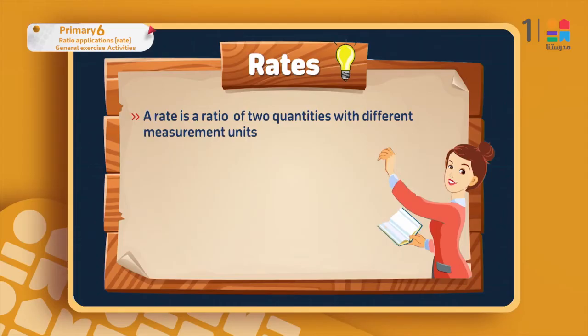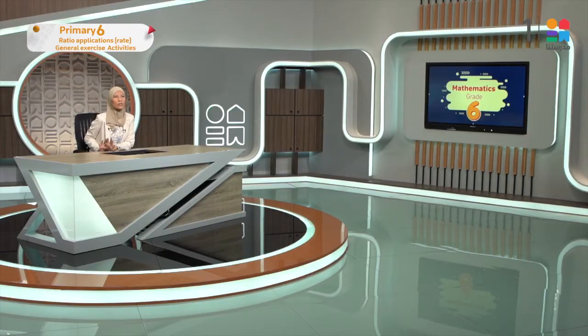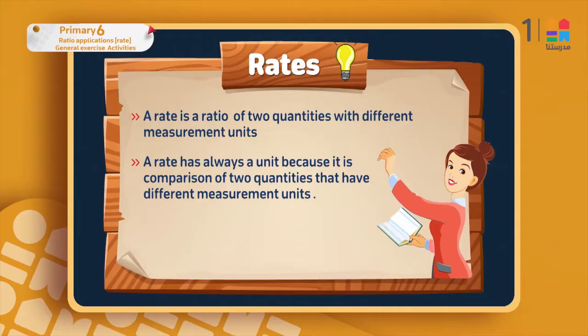Okay, now after watching the video, let's talk about rate and its meaning. First of all, rate is a ratio of two quantities with different measurement units. What is the difference between rate and ordinary ratio? Rate is a kind of ratio but with two different measurement units. The second point: a rate always has a unit, because it's a comparison of two quantities that have different measuring units.